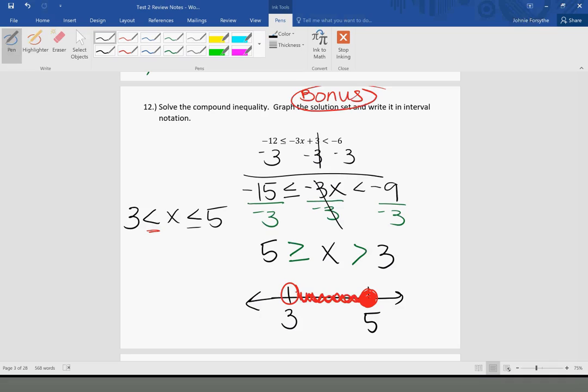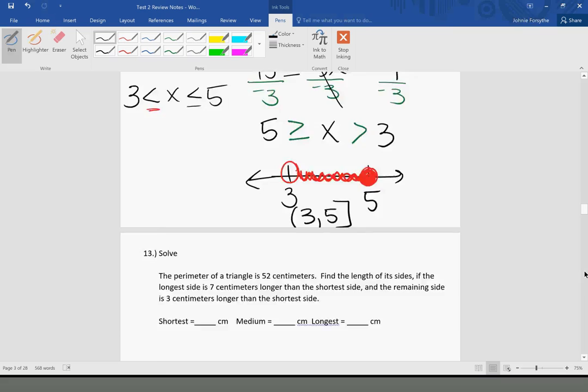So the interval notation will look like this. We're going left to right, starting at 3, and we're going to use parentheses. And it goes all the way to 5 with a bracket. So this is like a bonus question. This is not going to count towards your grade, so I'm going to probably remove it from your actual test, but I'll still work it out. This is really an intermediate algebra problem. Okay.